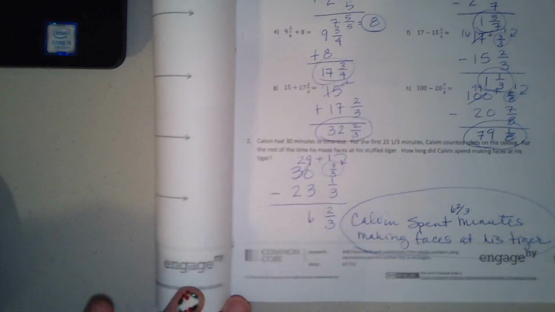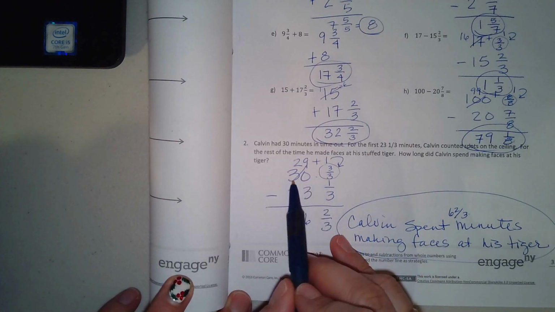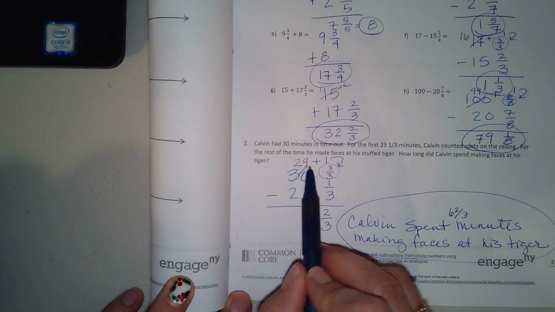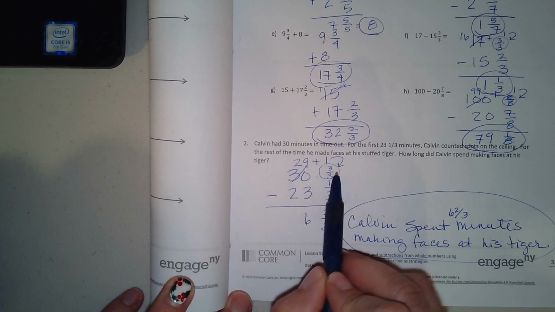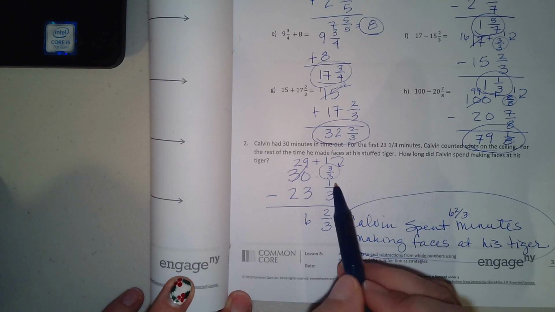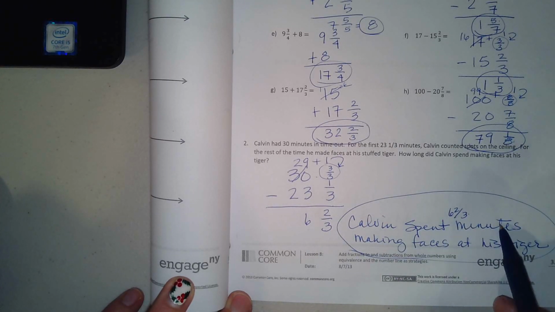Then we have Calvin here. So 30 minutes, so 30, subtract 23 1/3. I have to borrow 1 and convert the 1 into 3/3. So 3/3, subtract 1/3 is 6 2/3. Calvin spent 6 2/3 minutes making faces at his tiger.